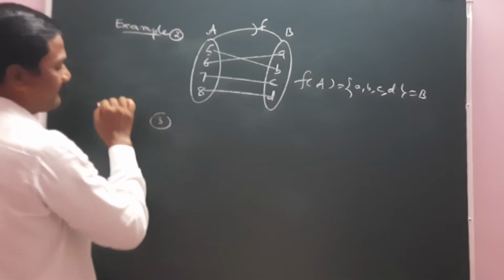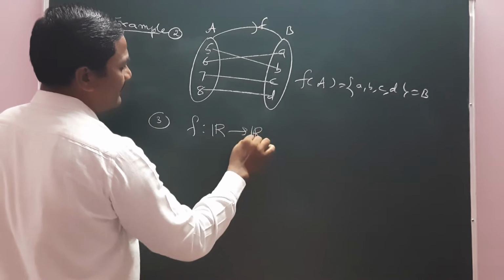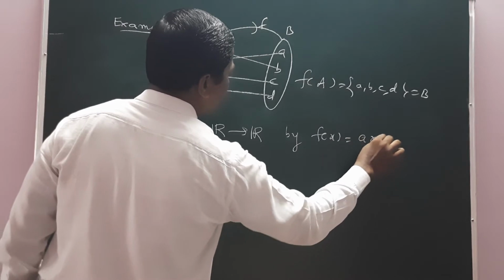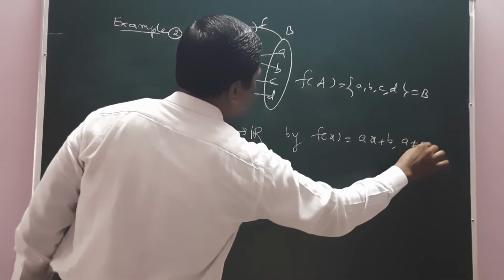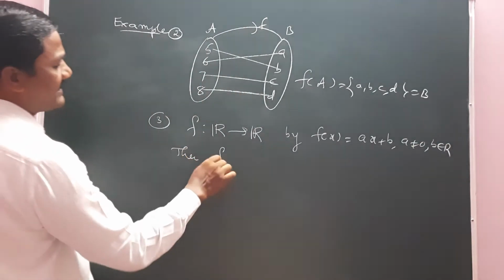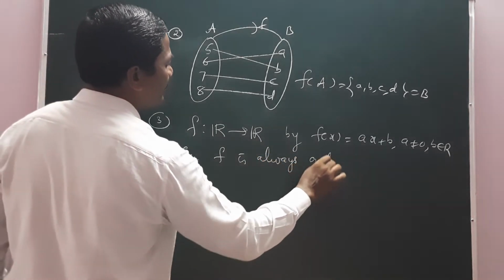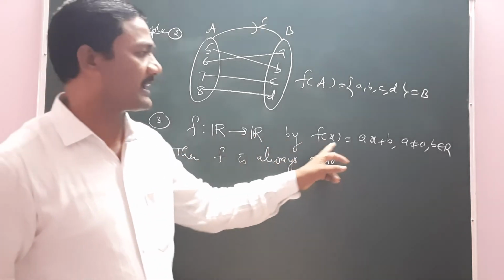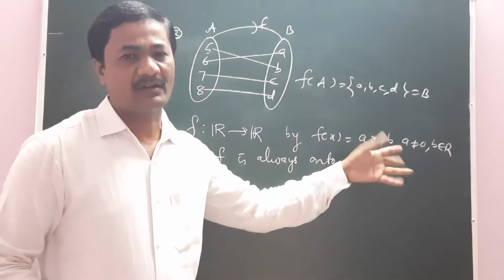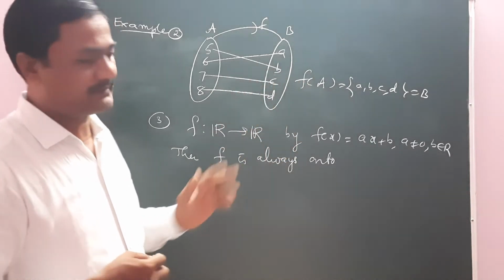Another is example 3. f from real numbers to real numbers by f of x is equal to ax plus b. Here a is different from 0, b belongs to real numbers, right? Then immediately f is always onto, because for real numbers to real numbers, f is always onto. For example, if f is taken from natural numbers to natural numbers, that is, f is not onto, because there is no preimage for some of the elements.